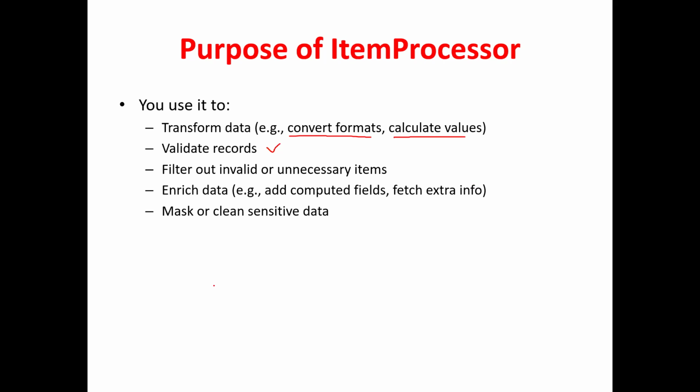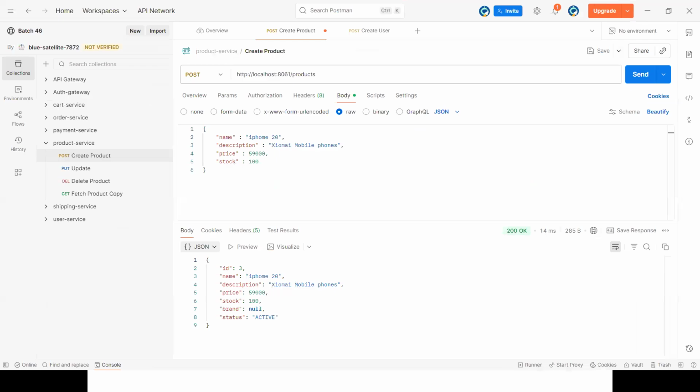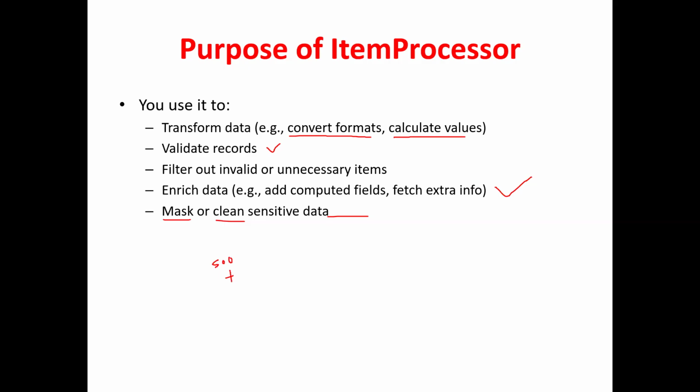And you can add extra information also, add computed fields. Like whatever product you have, say 500, I want to add GST, like 18% GST or 5% GST, for the price, and the overall value I should display. That kind of calculation. Okay, if there is any sensitive information, I can mask or clean that sensitive data. That kind of all the activities we can perform in the item processor here. That is the concept of the item processor.